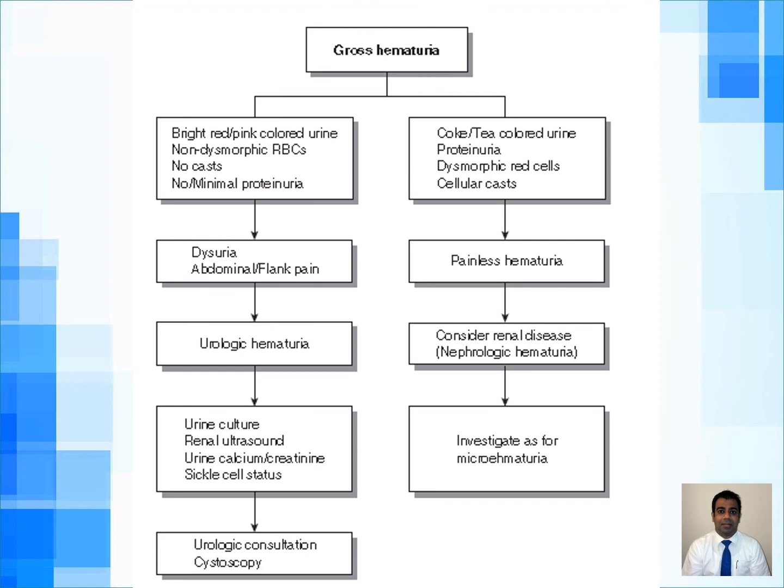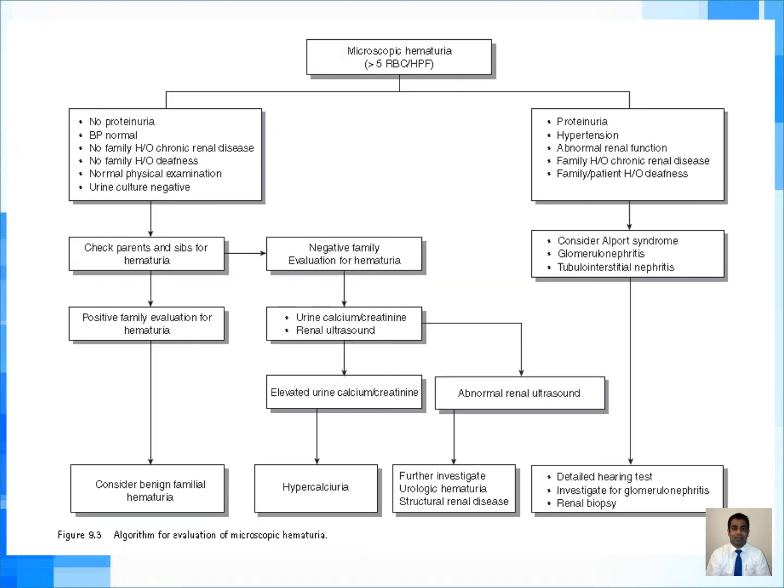So you need to consider renal disease and look for a nephrological cause for the hematuria and investigate as we have just discussed. So what if your patient has only microscopic hematuria and there is no proteinuria, no hypertension, no family history of chronic kidney disease or deafness, and there's a normal physical examination, and your urine culture is negative, excluding an infection? So these patients, with isolated microscopic hematuria, it is not an indication to do a biopsy, even if you do not have a diagnosis, because isolated microscopic hematuria is not harmful to the kidneys.